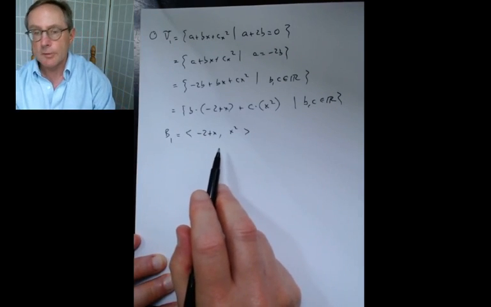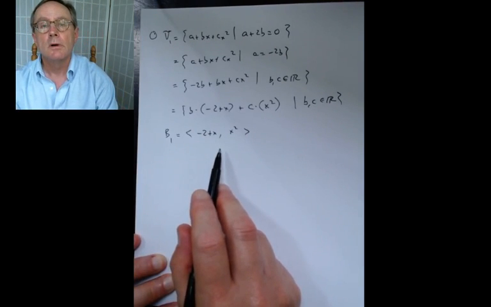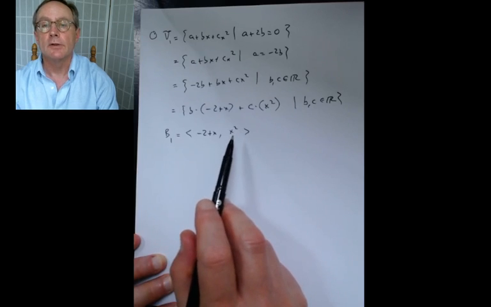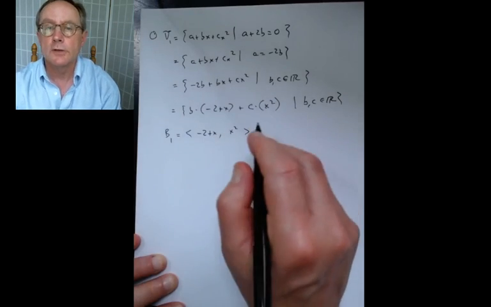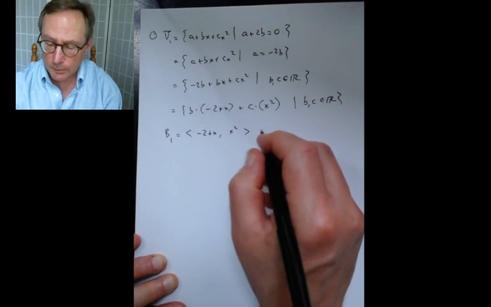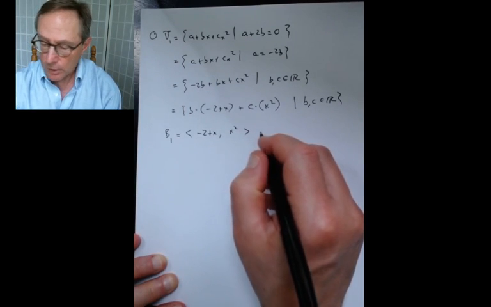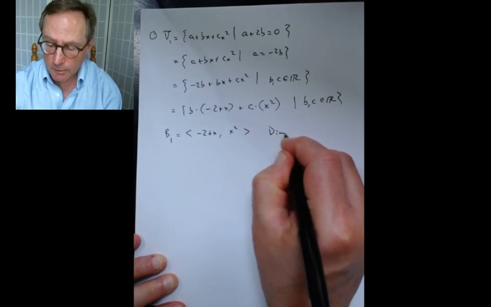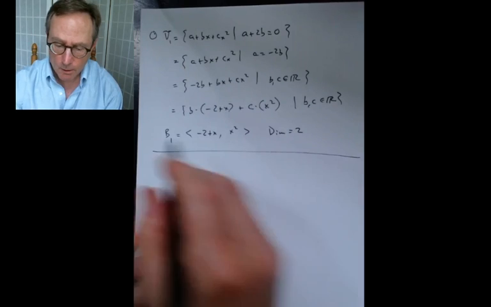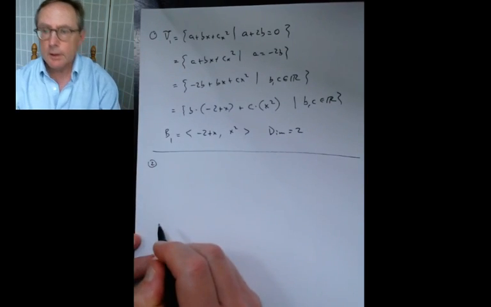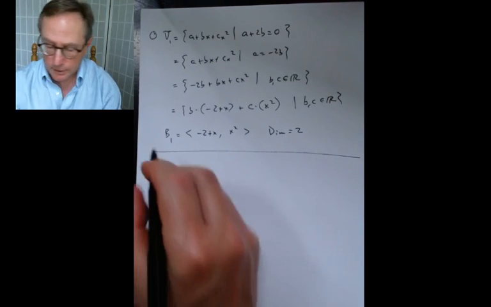Easy to check that it's a basis. I won't bother, but it's pretty clear this is the only one with an x squared, and this is the only one with an x, so they must be linearly independent. So anyway, it's easy to check that it's a basis. So we get dimension is 2 because there are 2 things in it. Okay, 2. Same problem, slightly different arrangement.